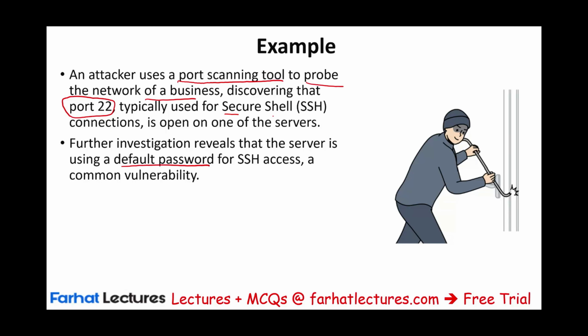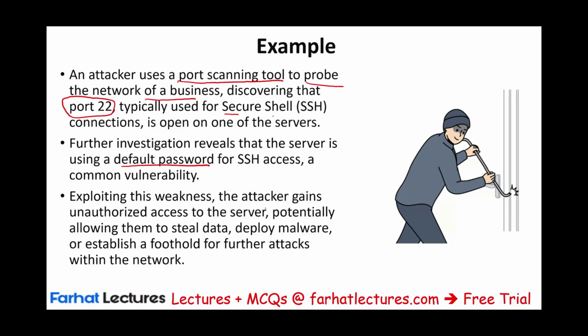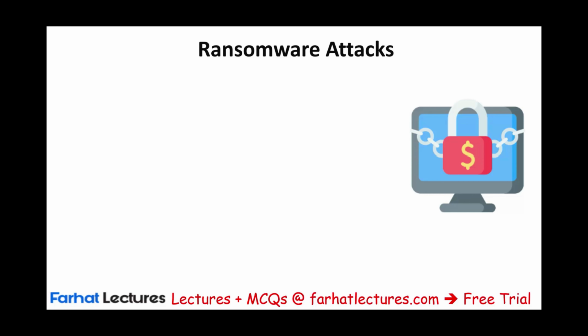Well, guess what? They're going to exploit this weakness. The attacker will gain access to the server, potentially allowing them to steal data, deploy malware, or establish a foothold for further attacks on the network. So all they did is keep looking until they found this door. Port 22, it's not secured because they're using the default password. We have access.